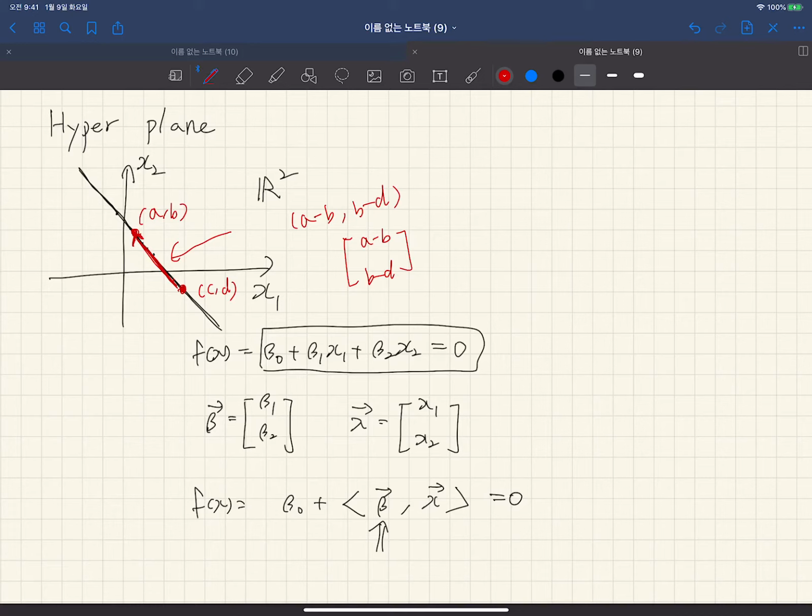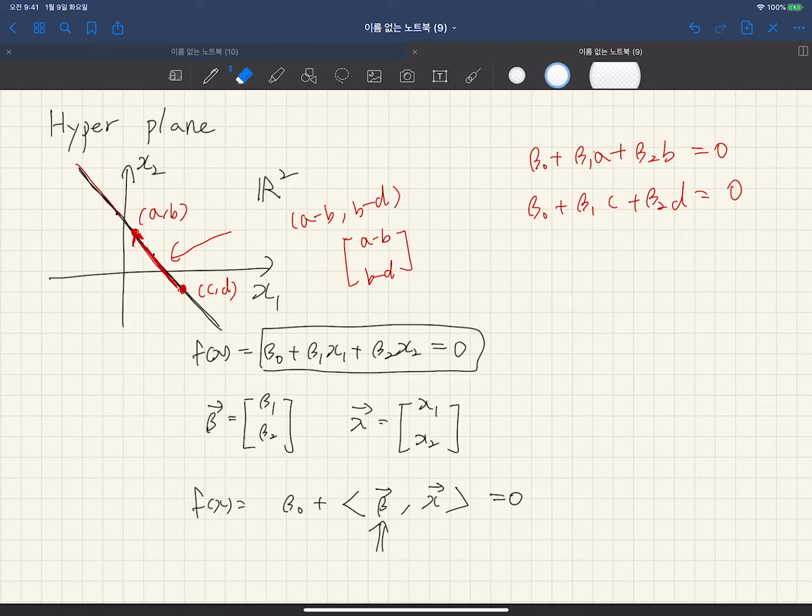Since the two points (a, b) and (c, d) are on this line, they also satisfy beta 0 plus beta 1 a plus beta 2 b is equal to 0, and beta 0 plus beta 1 c plus beta 2 d equal to 0. Oh, sorry, this is a typo. It should be a minus c here.